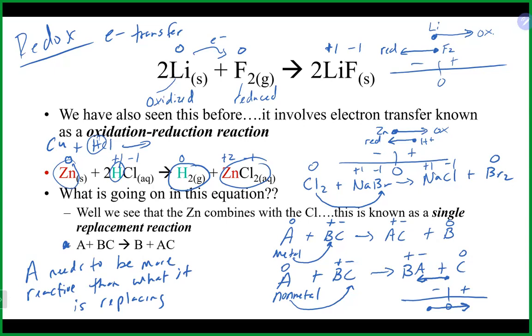Any questions on that? So single replacement reaction: metal by itself or non-metal by itself, plus an ionic compound. The guy comes in and kicks out the like charge, basically. Any questions on that reaction there?